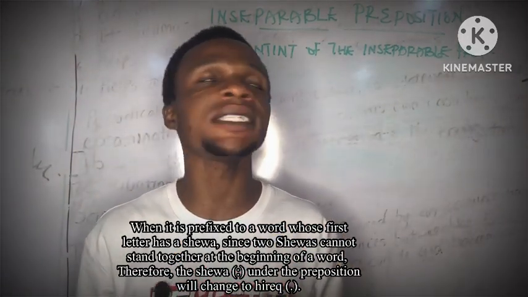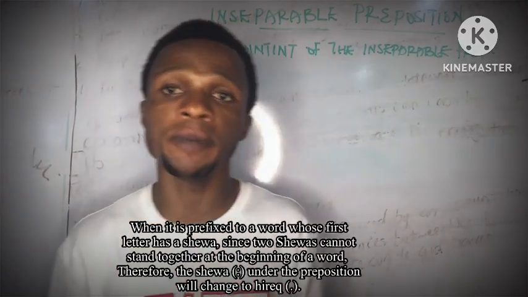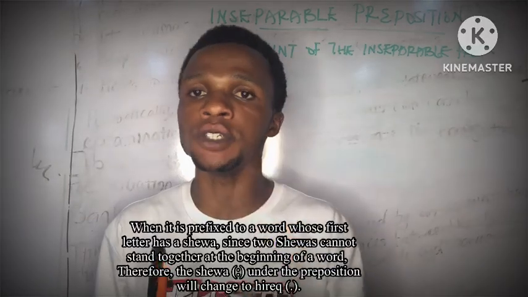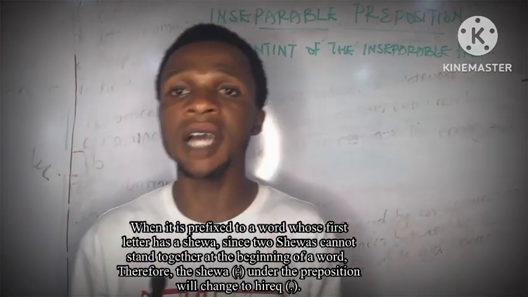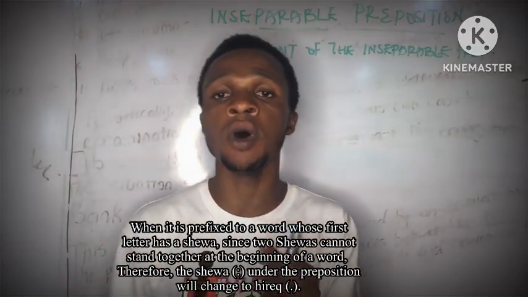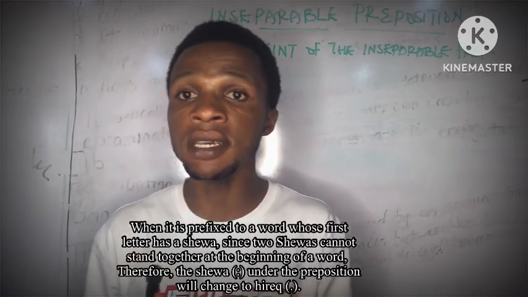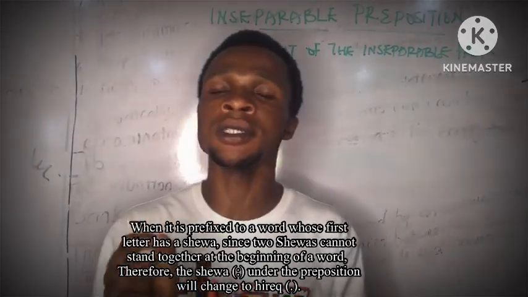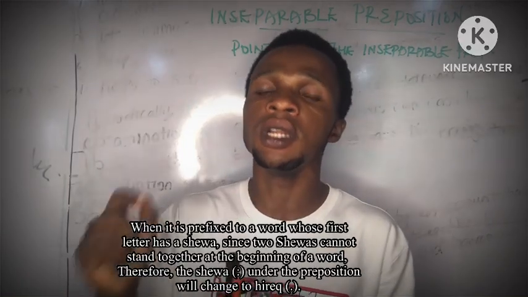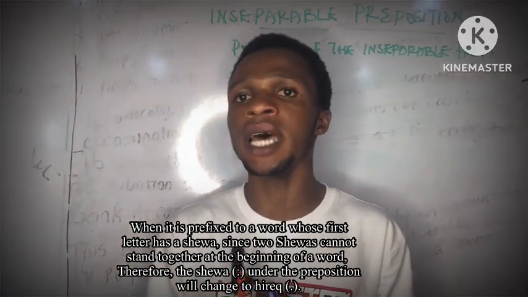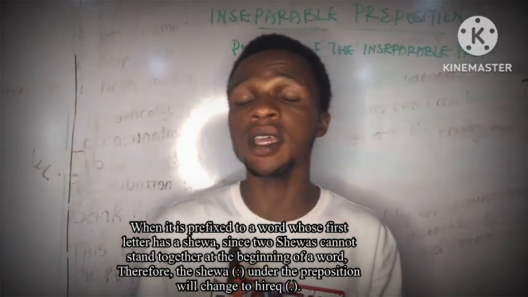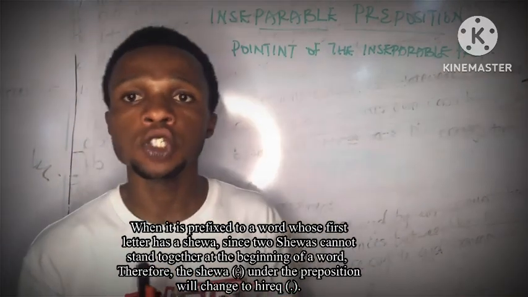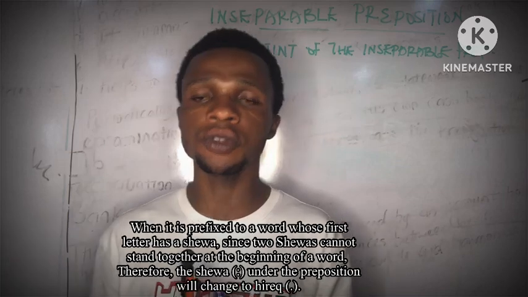On that inseparable preposition, you are going to change the shewa under the inseparable preposition into a short hireq. And we know that short hireq is our short i, short e. We know the hireq, that is the dot. When you place a dot under a consonant in the Hebrew language, that dot is simply representing short e. So now, how do you do that?